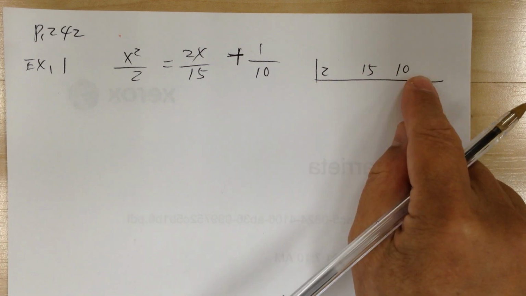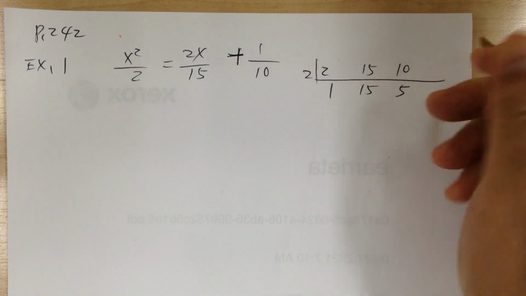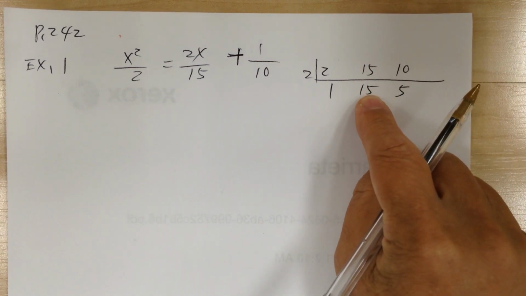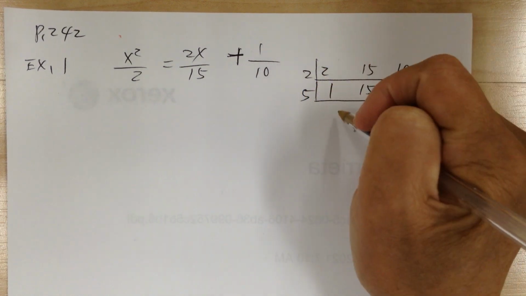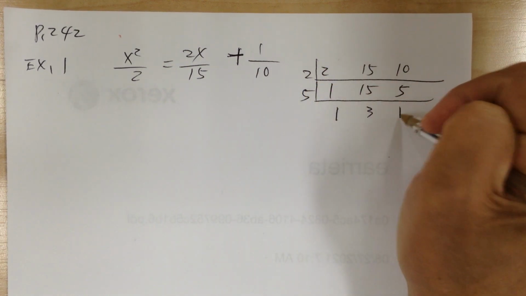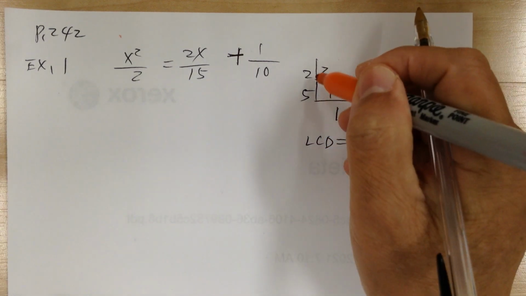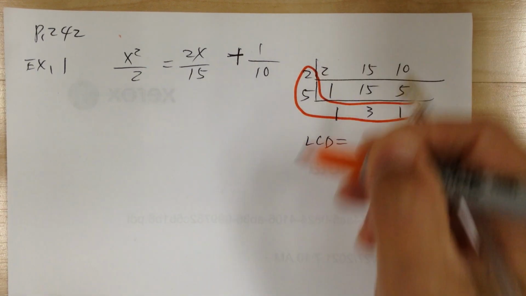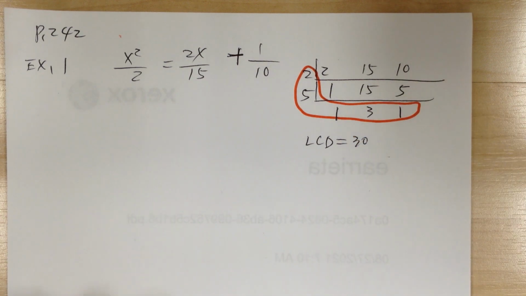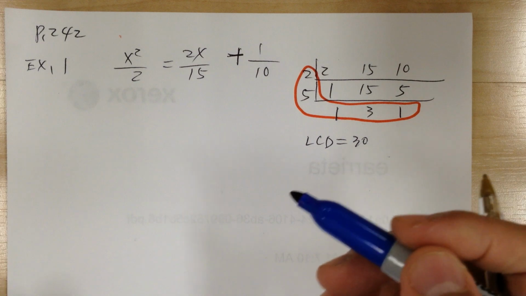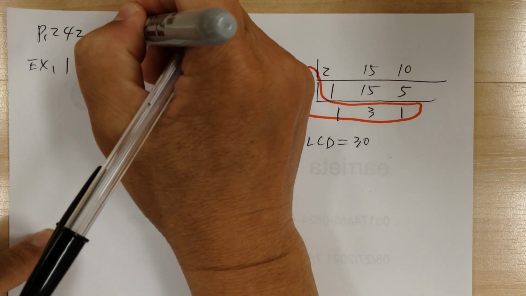So 2 and 10 are even, so you can divide by 2, and you get 1, 15, and 5. Again, if you cannot divide, you leave it alone. Now you have 5 and 15, so you can divide by 5, and you get 1, 3, and 1. So your LCD is all these numbers over here, and so your LCD is equal to 30. So you want to multiply everything by 30. We're going to do that.